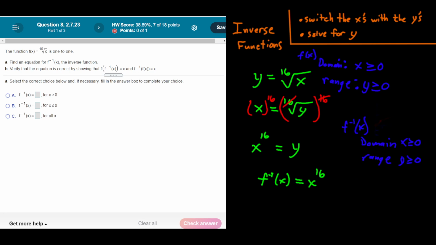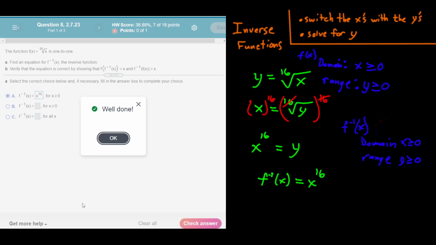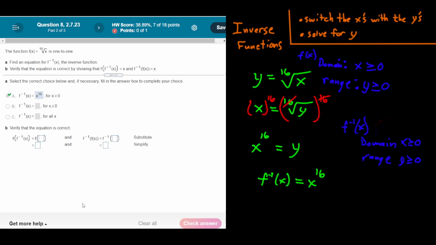So which one do we use here? We said the inverse has to be greater than or equal to 0, so it's this first selection up here. And remember, we already found the inverse. It was x to the 16th power. So this is it. Well done. I know that was a long explanation, but inverses can be really tricky when you're factoring domain and range. We're just going to take what we learned from here and move it right along.